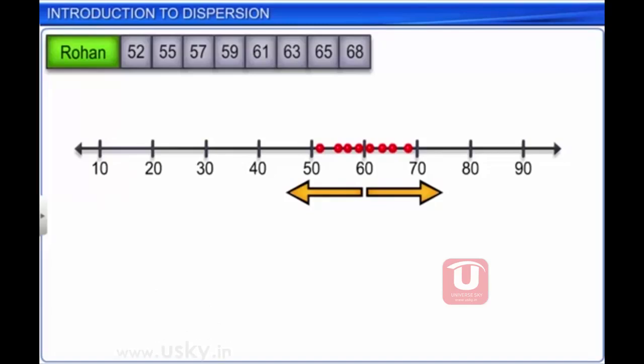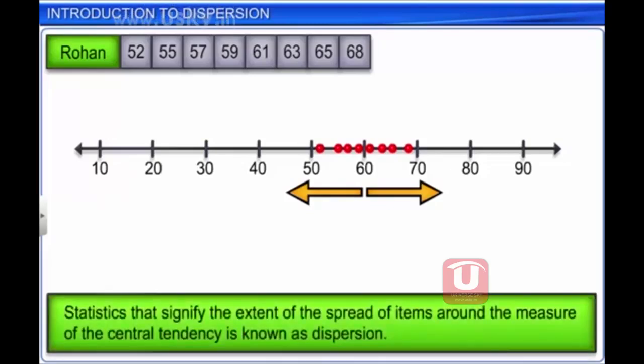Statistics that signify the extent of the spread of items around the measure of the central tendency is known as dispersion. It is a single number to describe the variability.